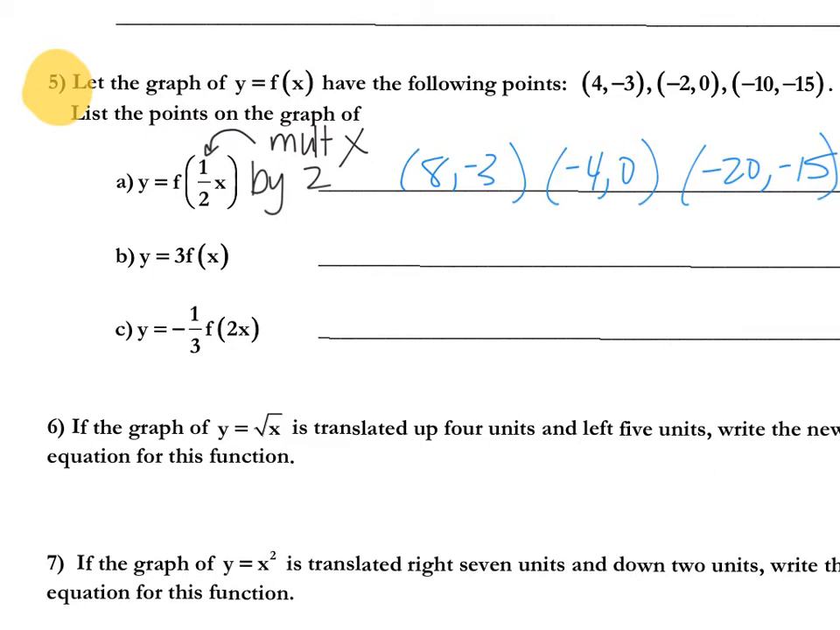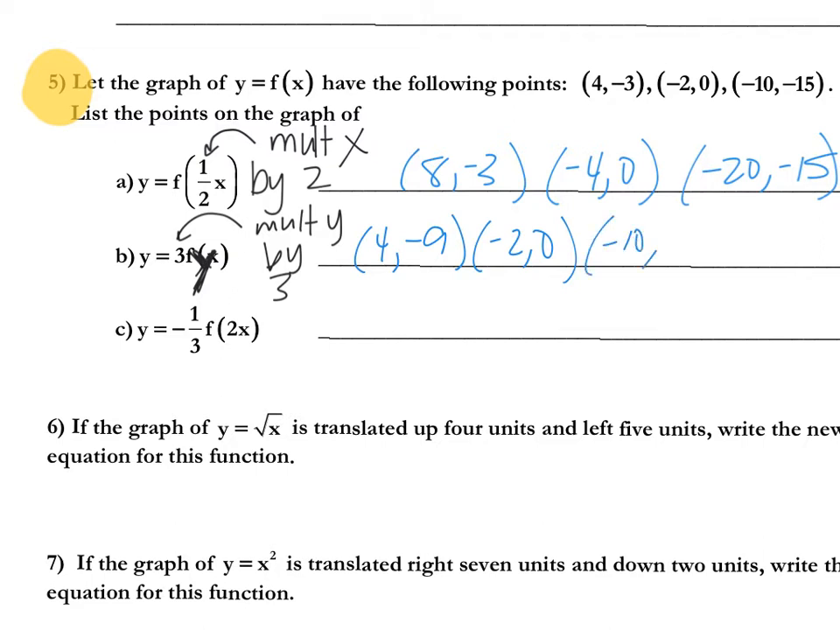Now the opposite of that: what happens if there's a 3 in front of the f of x? Well, I like to remember that the f of x is just a fancy y. So what you do is multiply the y's, not by the reciprocal, but by that number exactly. So you multiply the y values by 3. Up here we're taking all of these y values, the negative 3, the 0, the negative 15, and we are tripling them, multiplying them all by 3. In this case, the x values stay the same. So 4, comma negative 9, negative 2, comma 0 times 3 is still 0, so that one didn't change. And then negative 10, comma, when I take negative 15 and multiply it by 3, I get negative 45.